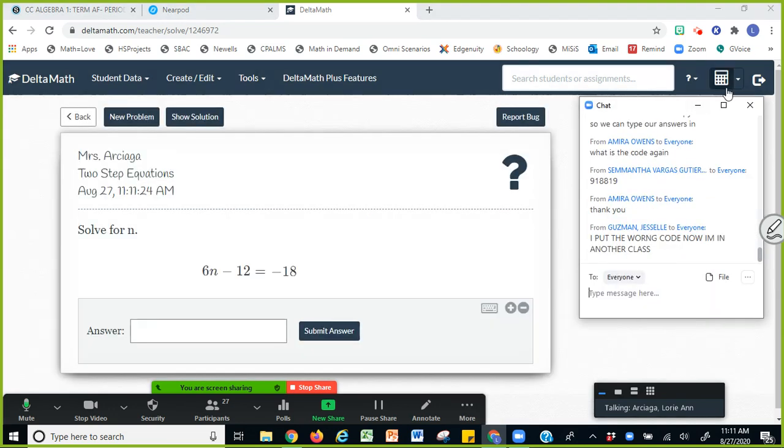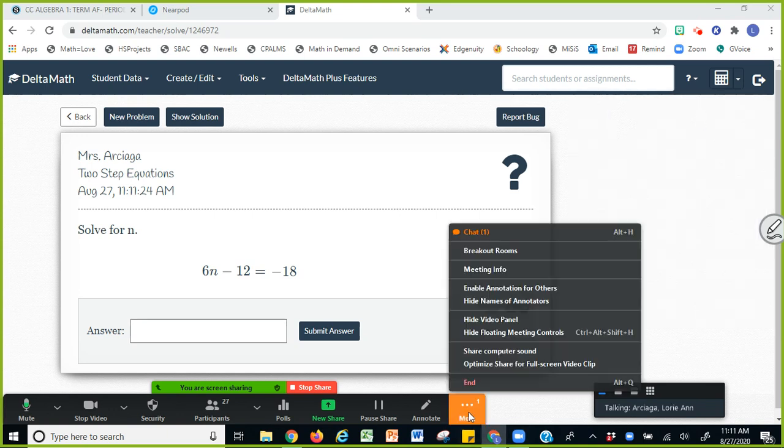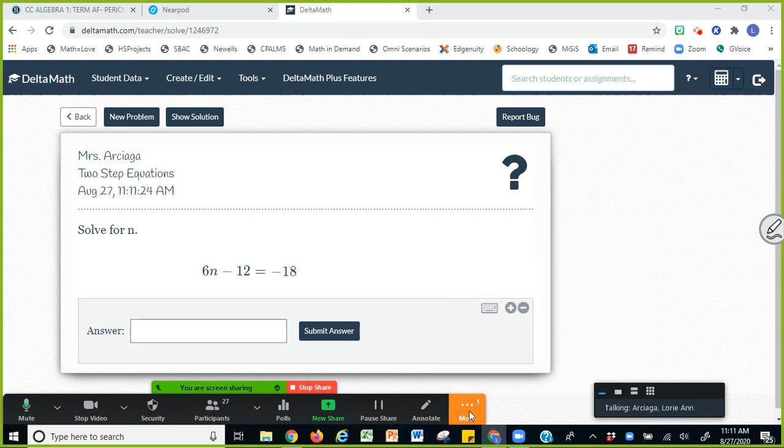Looking at the chat, I put the wrong code. Now I'm in another class. I'm not sure if you can unenroll yourself from that class, or maybe the teacher will just notice and say, "Oh, okay, I'm gonna remove this student from this account." So, yeah, just type in the right code, honey. Okay. So 918819. Thank you to Samantha for typing that in.